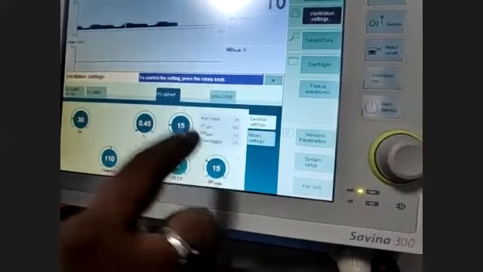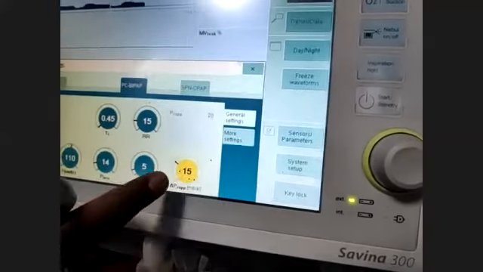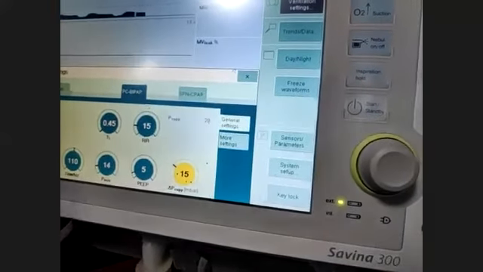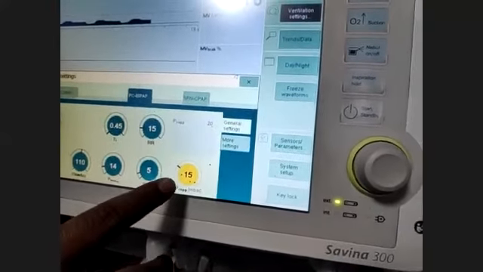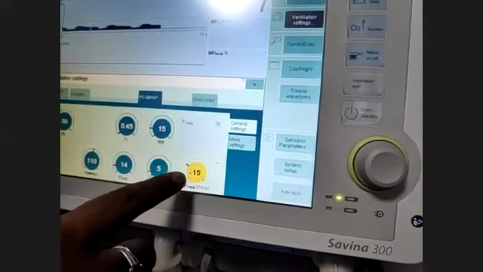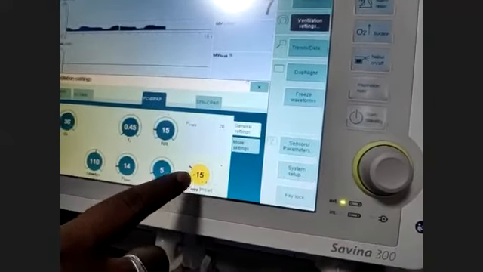And this is the pressure support button. As I said, it is a big necessity when the patient is on an SIMV mode. So if the patient is on an SIMV mode, you can always use this pressure support.